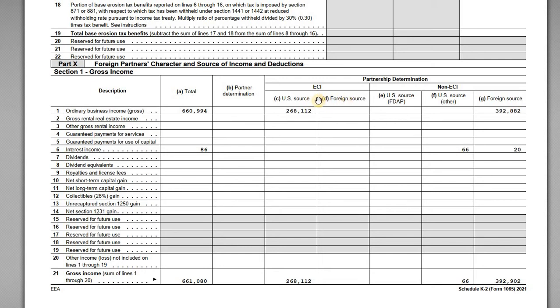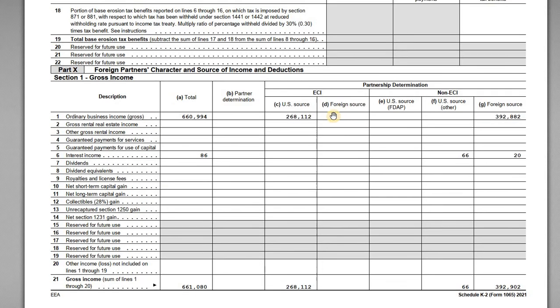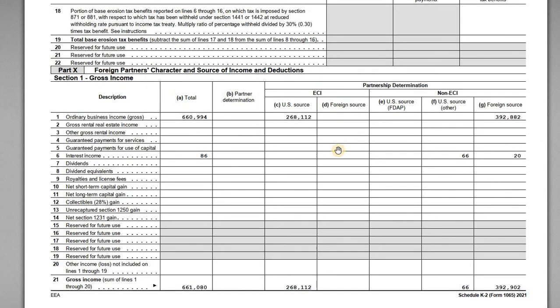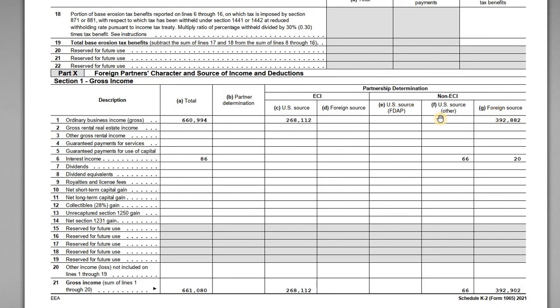ECI is further broken out into two categories, U.S. and foreign source. Generally speaking, you're going to have U.S. source effectively connected income. However, if you have a U.S. company and they're doing something on behalf of a foreign branch, it can be possible to have foreign source income that's effectively connected with the U.S. trade or business, right? And so that might be something you have in column D here. In our case, that's not what's happening, right? We have an entity that's operating in isolation in the U.S., so we have U.S. source effectively connected income.